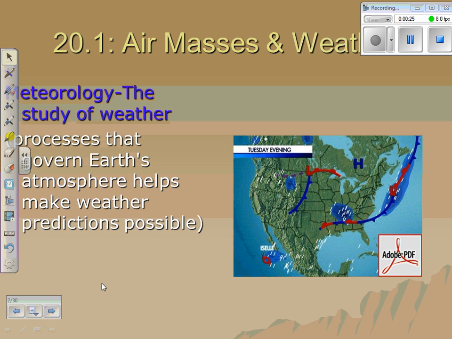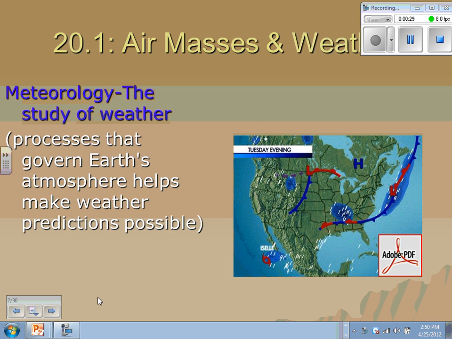We begin in Section 1 with air masses and weather, and meteorology, which is the study of weather. The study of weather, meteorology, is a process that governs Earth's atmosphere, and it helps make weather predictions possible.